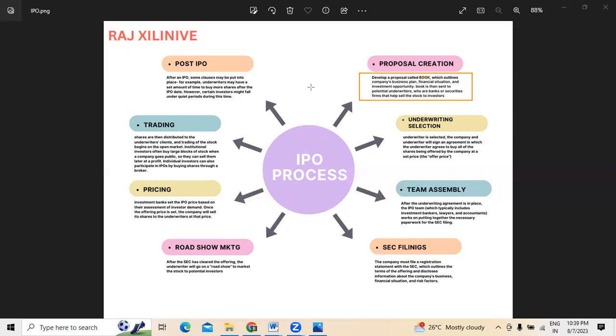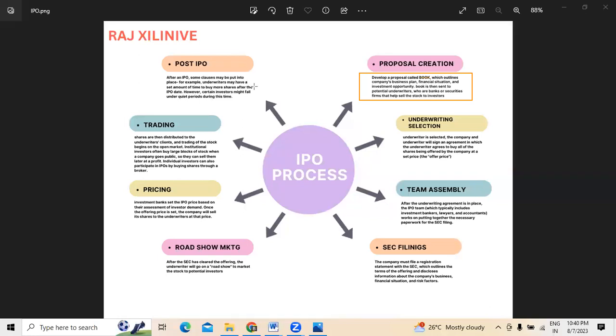Normally, this book consists of the company's business plan, financial situation, and investment opportunities. There is some other point I will tell you later. Let me explain this to you.